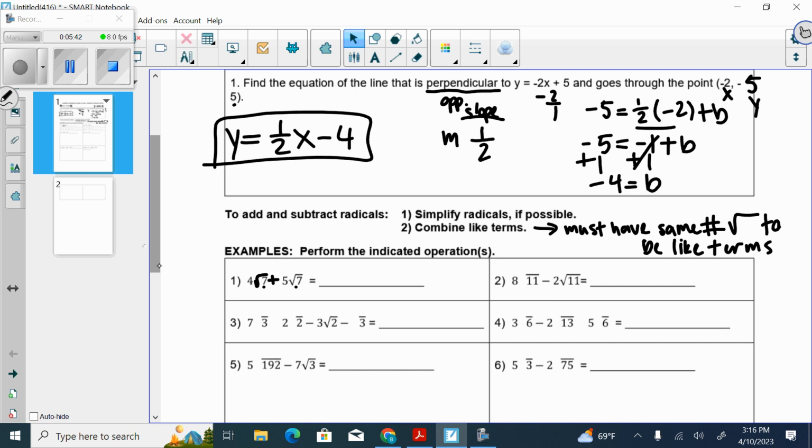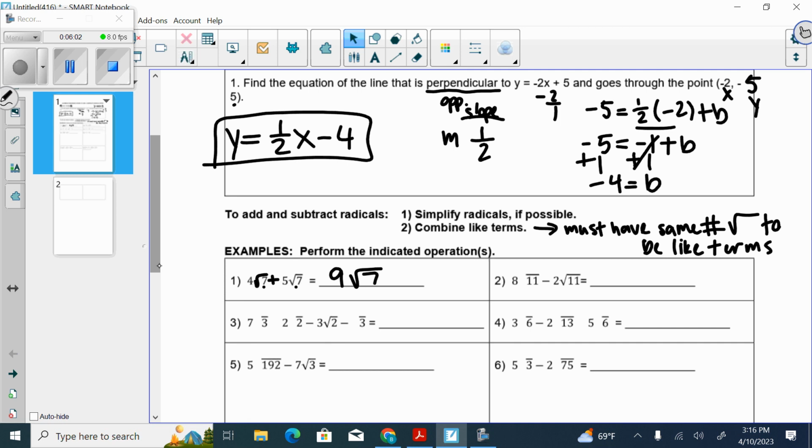9x. So here, 4 square root of 7 plus 5 square root of 7 is 9 square root of 7. You don't touch the square root, just like you wouldn't touch an x, right? Okay, let's look at another one.